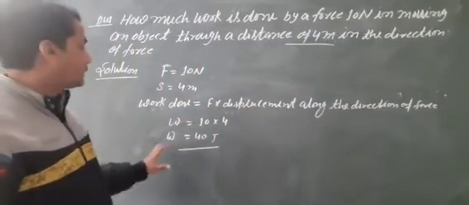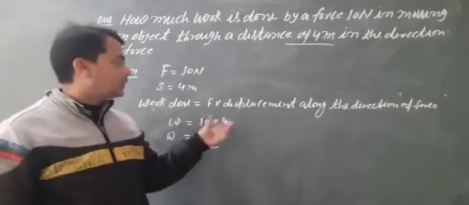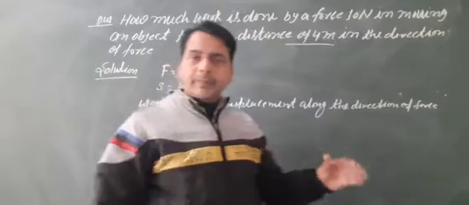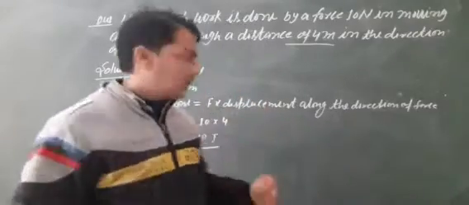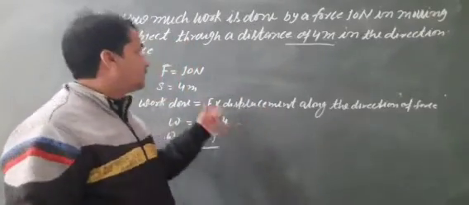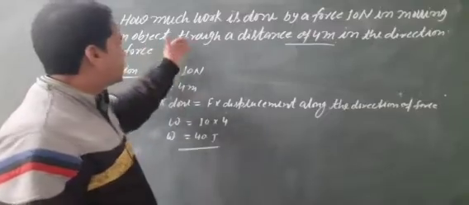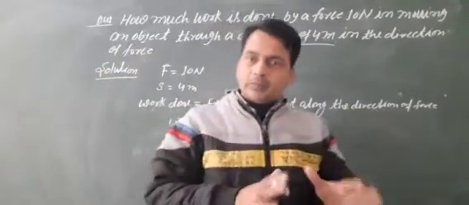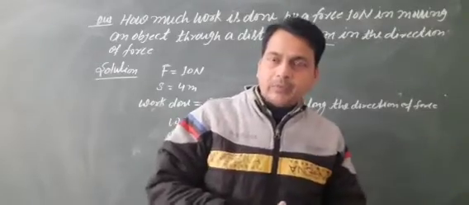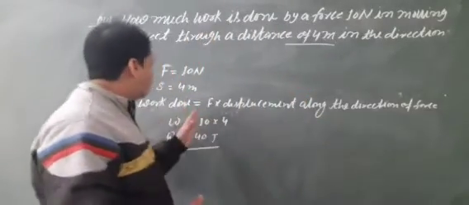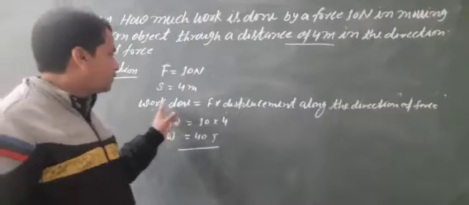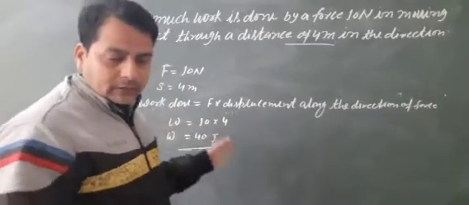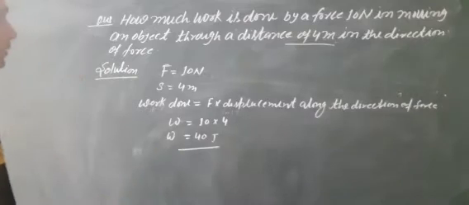So it is clear that in this question work done equals force into displacement along the direction of the force, and this formula is used in this question because the force acts on the object and the object is displaced along the direction of the force. Then the formula of work done is force into displacement along the direction of the force. Now the next question is question number 2.